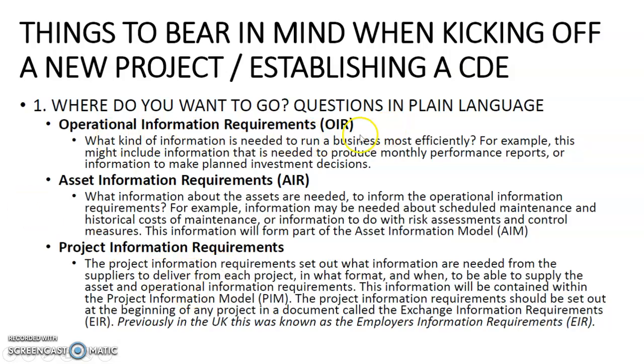Now, under the OIR, basically you are looking at what kind of information is needed to run the business most efficiently. For example, this might include information that is needed to produce monthly performance report or information to make planned investment decision. AIR, basically they are asking what information about the assets are needed to inform the operational information requirements.